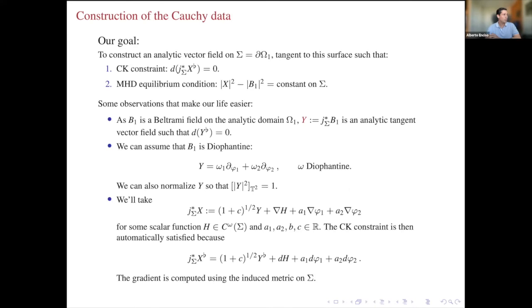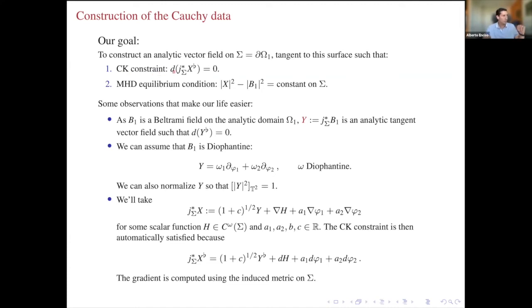And now we see how the proof is going to go, okay? Our goal is then to construct analytic vector fields that are tangent to our toroidal surface, to the boundary of the toroidal domain omega 1, to which we can apply this Cauchy-Kovalevskaya theorem to construct MHD equilibria. So what do we know? What do we want specifically? Well, we have the boundary of the domain. We want to construct an analytic vector field which is tangent to this domain, and such that the constraint equation that we need to apply Cauchy-Kovalevskaya holds.